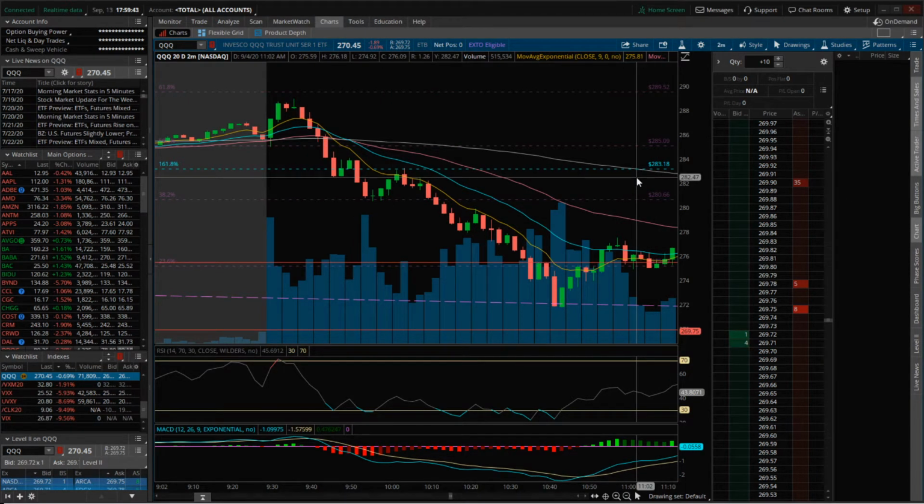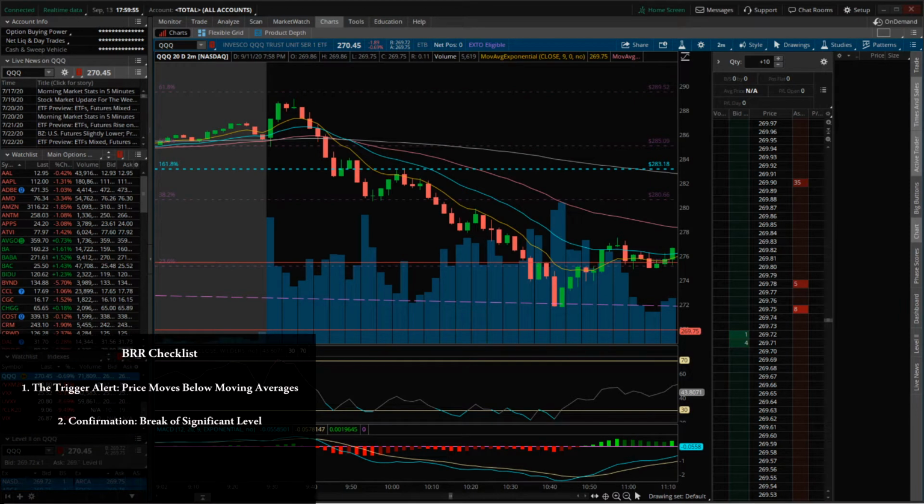So step number 1, moving below moving averages, especially the 200-day moving average, and below the opening candle, especially. All right, so we have this first moving below moving average checked on September 4th. Next, we're going to look for the break of a significant level.